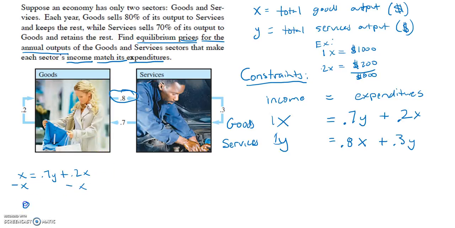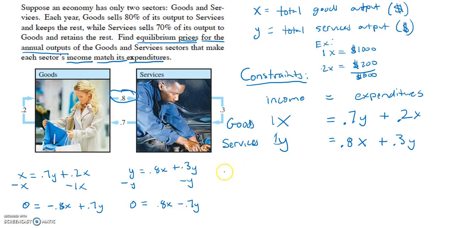And when I do that, I get 0 equals 0.2 minus 1, which is negative 0.8x. Move that x term first, plus 0.7y. I'm going to do a similar thing for services. For services, the equation is y equals 0.8x plus 0.3y. And so if I subtract that y over and combine like terms, I get 0 equals 0.8x minus 0.7y.